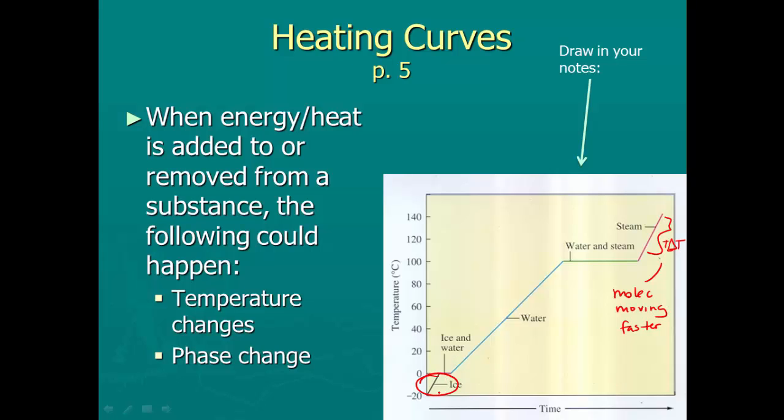There are certain times, like these, the sloped parts, where the temperature is changing. And that temperature changing means that the molecule speed is being affected. If it's a phase change, we're talking about IMFs being broken or formed if you're cooling down, okay? But IMFs are changing.